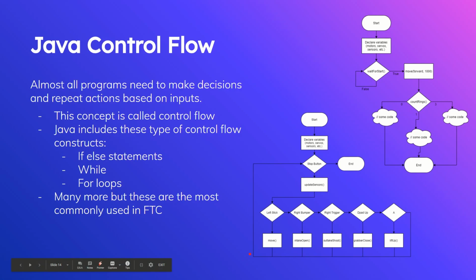We have these three types of control flow constructs that we'll be talking about. We have the if-else statements, and we also have the while and for loops. There's many more, but these are the most commonly used, most relevant in FTC.